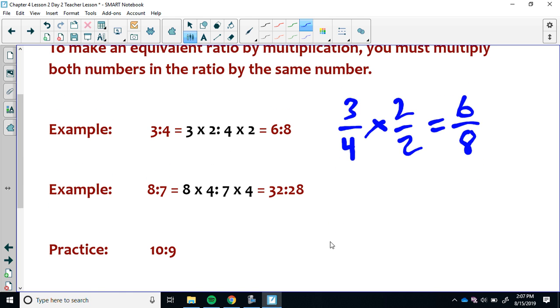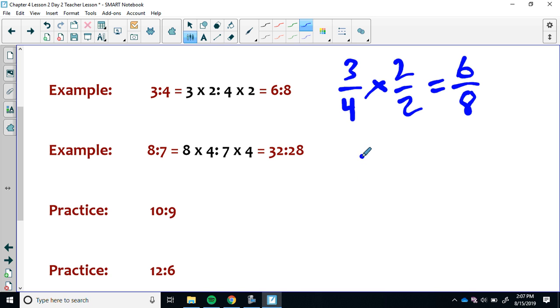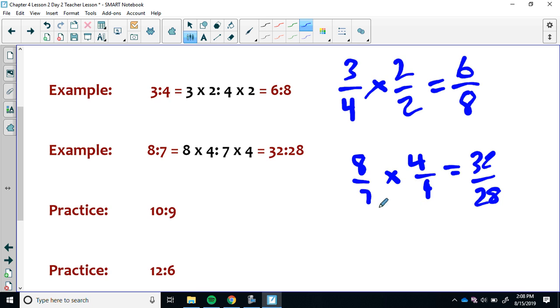Second example here, 8 over 7. And you can see here that I did it by 4. If you multiply them both by 4, you get 32 over 28. It's not hard. There's nothing much to it.